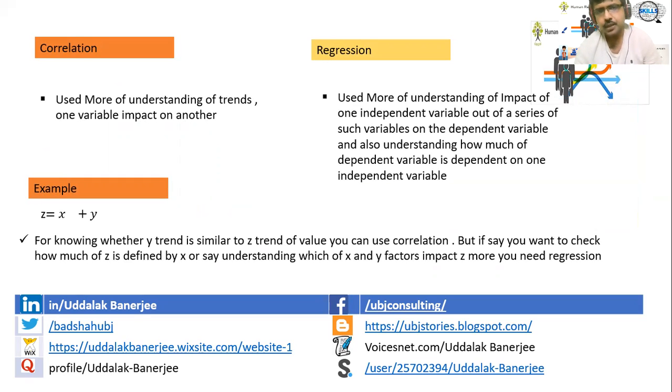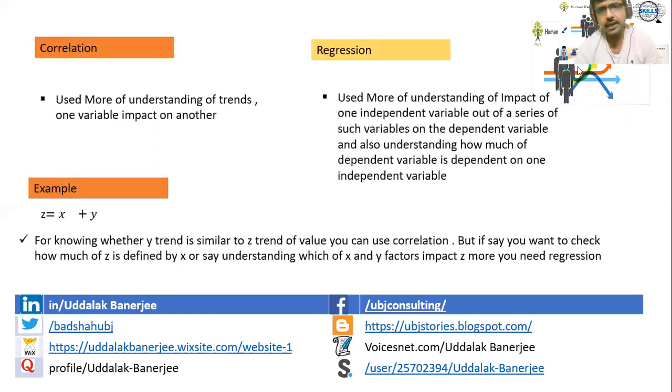What is regression? Regression is used more for understanding the impact of one independent variable out of a series of variables, so the relationship of what is independent and dependent variable also comes in handy here. Independent variables are the variables which together lead to one particular variable's result. The result variable is the dependent variable, and the other variables which are leading to the result are the independent variables. That is the understanding behind independent and dependent variables.